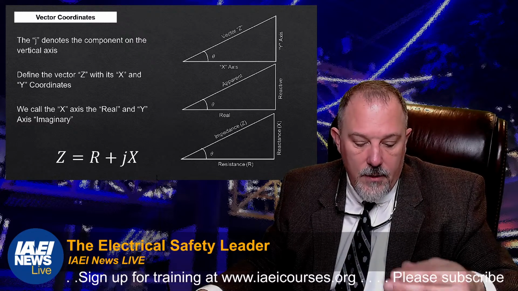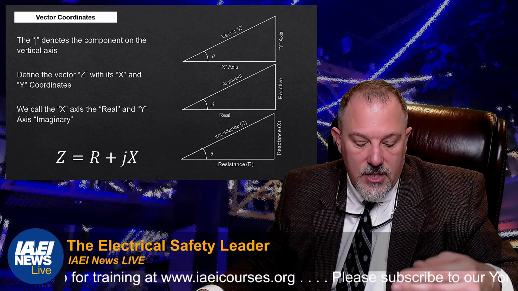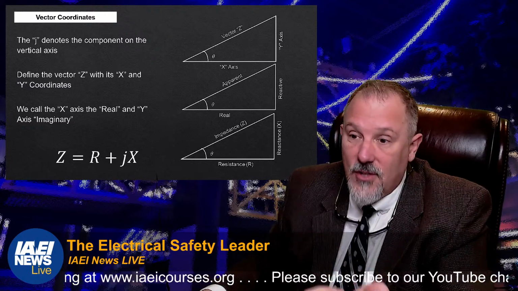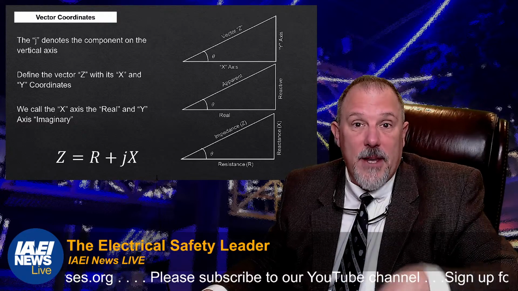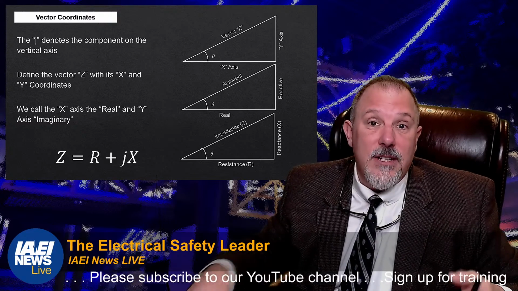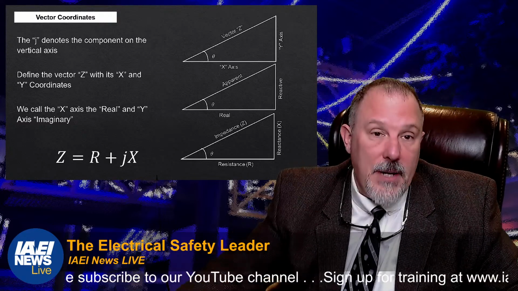You'll see your AC resistance. You'll see your X sub L. We use that for voltage drop, right? We do voltage drop calculations. I will do short circuit studies based upon these impedance values.